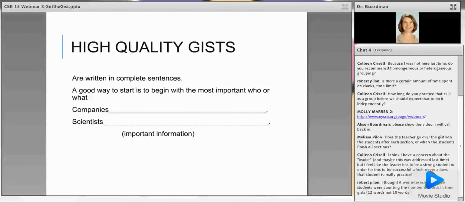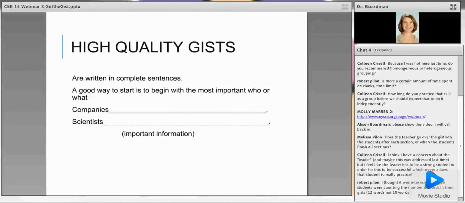High-quality gists are written in complete sentences. And one of the things that we find as a research result with CSR, and this is a very strong finding that we have seen in a number of different studies with different students in different areas, is that when kids have been exposed to CSR for a year, their scores on their standardized writing assessments go up.